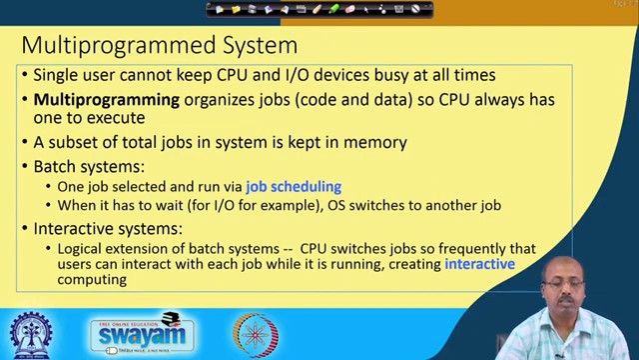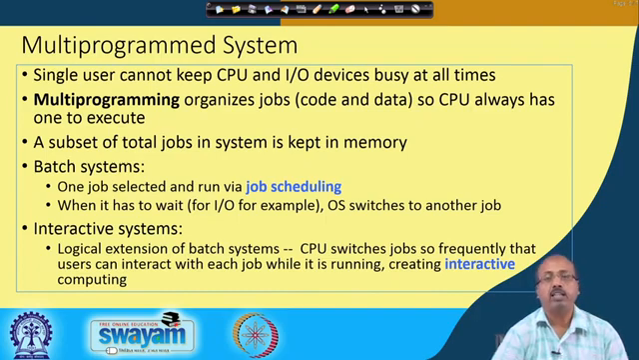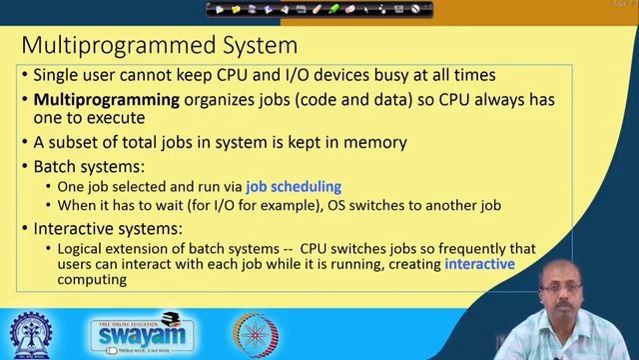Another very important class of systems is known as multi-programmed systems. This term comes from the fact that we have multiple users for the system, or multiple programs. Normally one user is running one program, so in that sense we have a multiple user system.